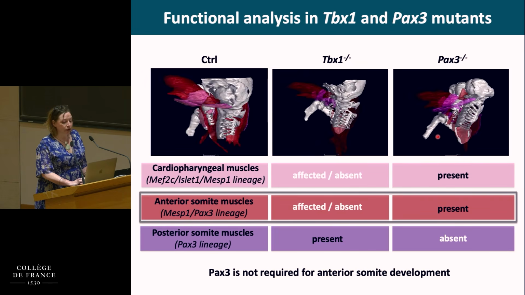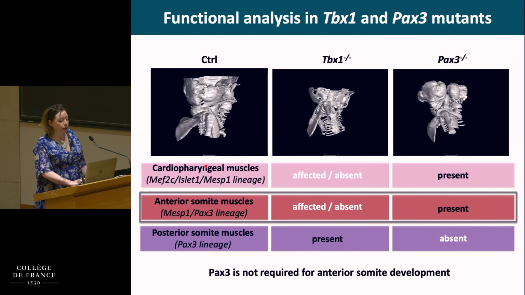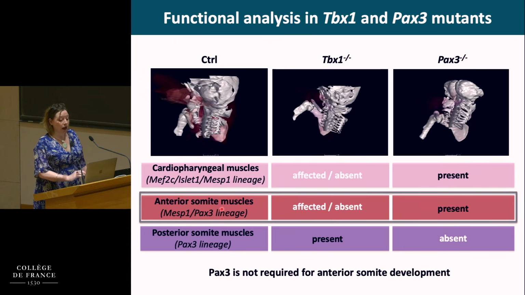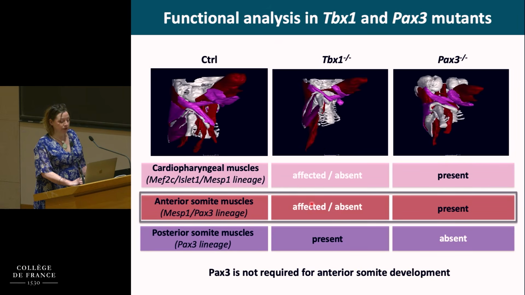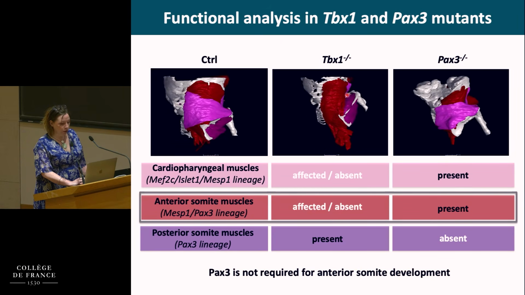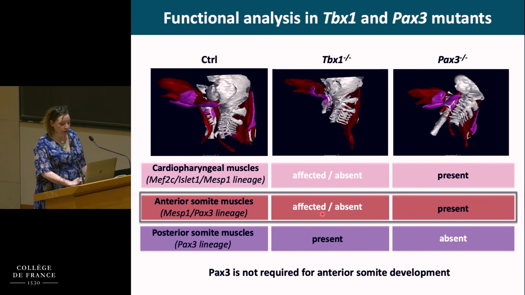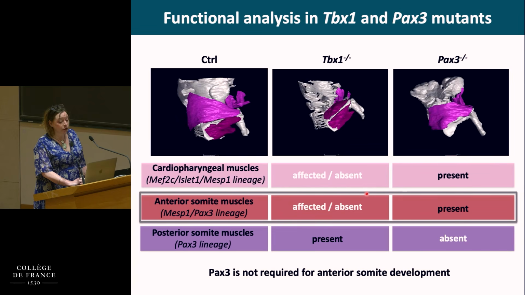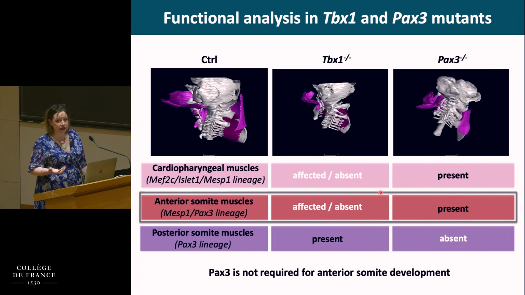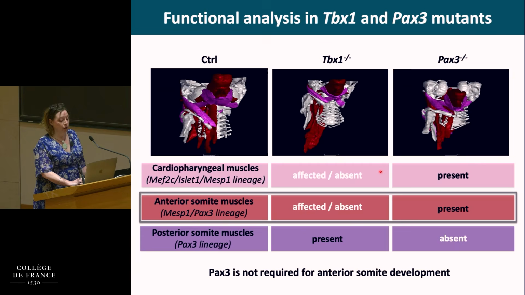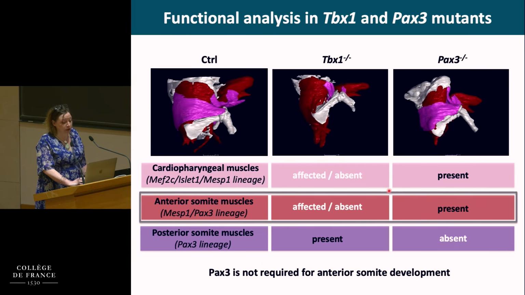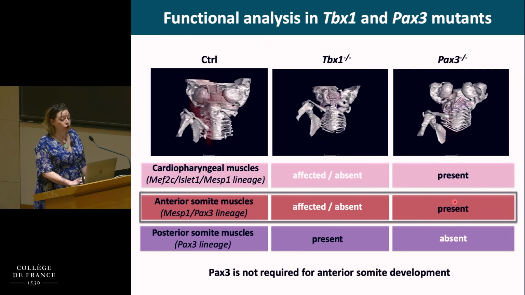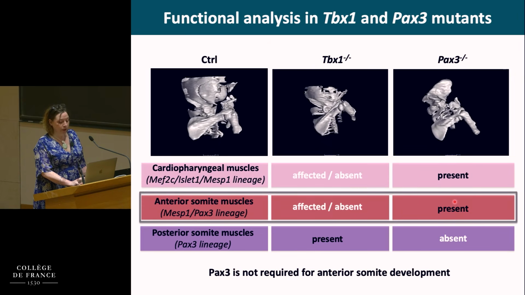However, we discovered that the neck muscles originating from the MESP1 and PAC3 lineage in anterior somites were differentially affected. Surprisingly, they were not altered in TBX1 mutants, and the somatic neck muscles expected to be affected by the PAC3 mutation are actually present, in contrast to pectoral muscles, indicating that PAC3 is not required for anterior somite development.